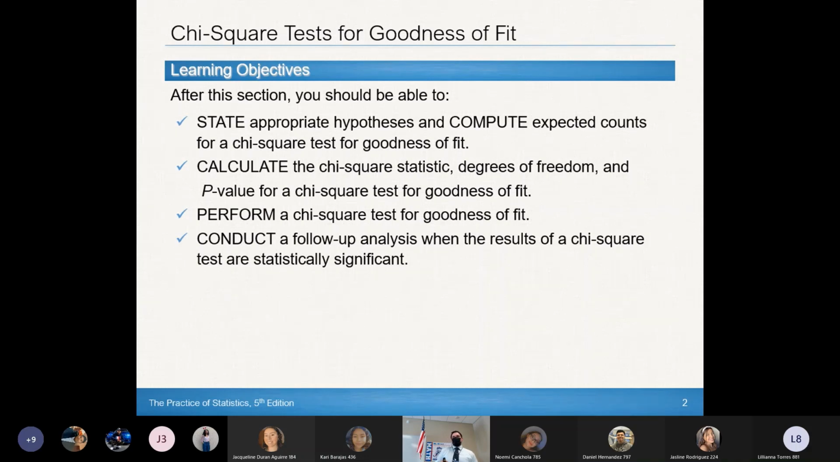Lastly, we want to be able to conduct a follow-up analysis when the results of a chi-square test are statistically significant. We will talk about this in another lesson. It's not necessarily covered in this presentation. I'm not sure why the authors decided to put that objective in here when they don't talk about it. But nonetheless, here we are.